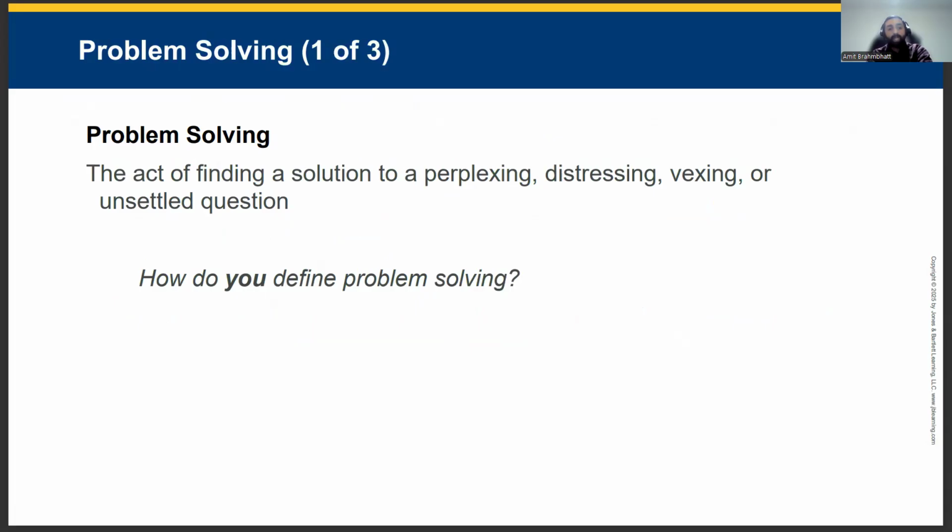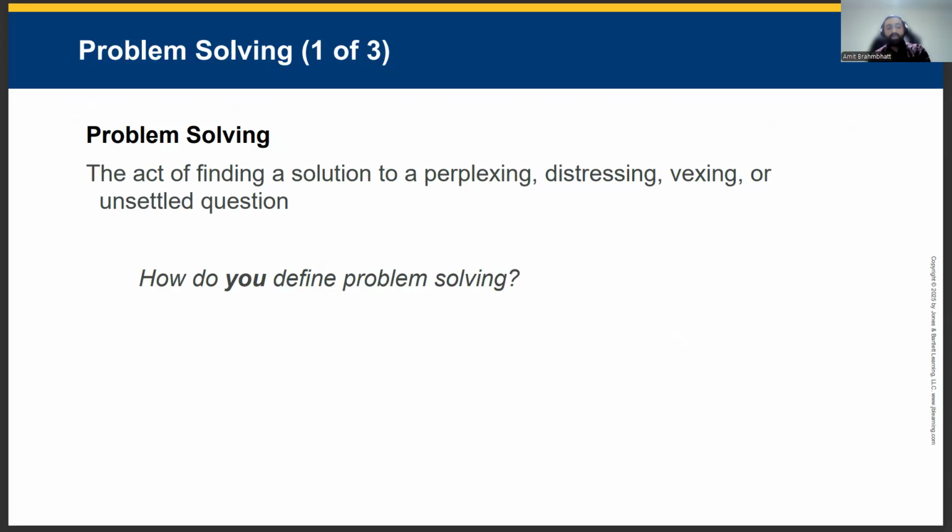Problem solving. Here, we see problem solving as the act of finding a solution to a perplexing or unsettled question. In computing, the nature of problems can vary widely, but the central task remains the same: to identify what's being asked and determine a clear, effective path to the answer.